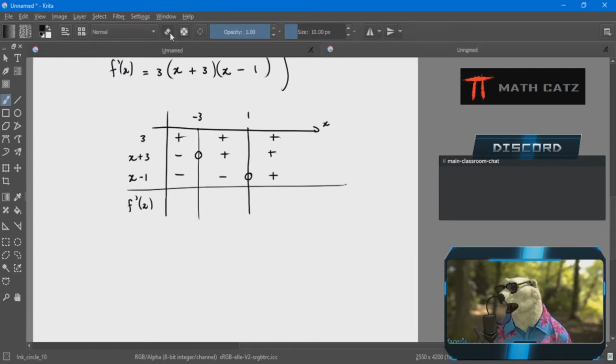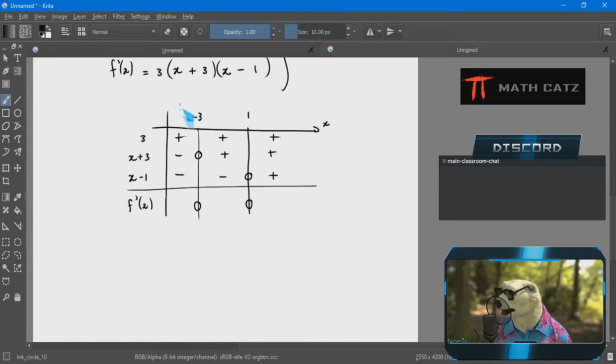This table is now set up to say where the derivative is positive or negative, because that's exactly what I need to be able to say something about increasing, decreasing behavior. So the table looks the same, but now it's applied to the derivative, not the original function. So when x is -3, x plus 3, this bracket is going to be 0, and it's going to make the whole thing 0 because I'm multiplying. When x is 1, the second bracket is 0, making the whole thing 0 because of multiplication.